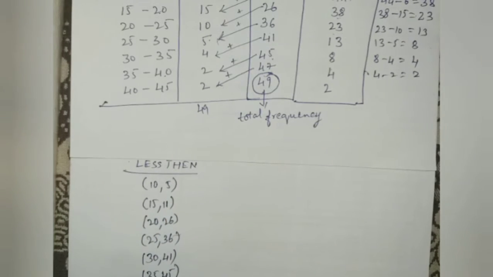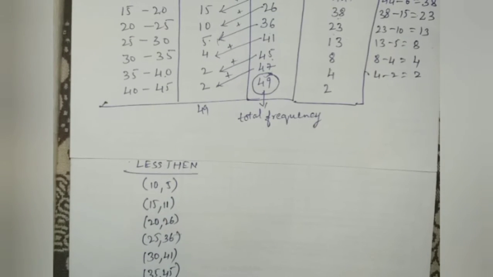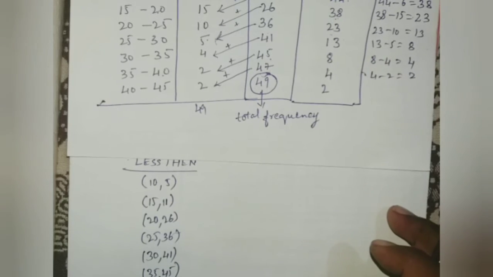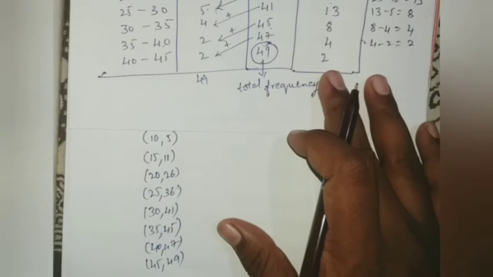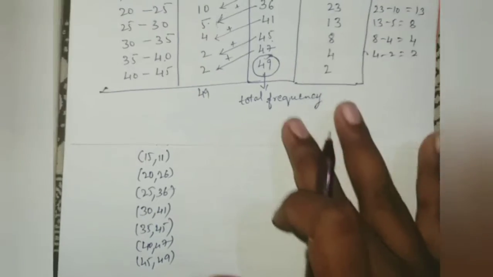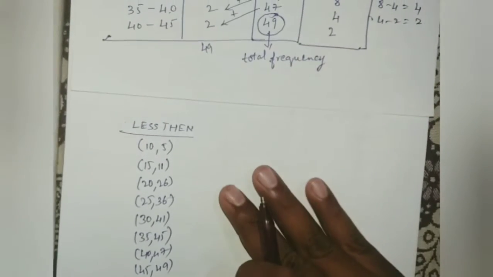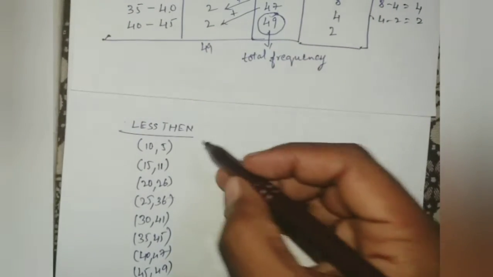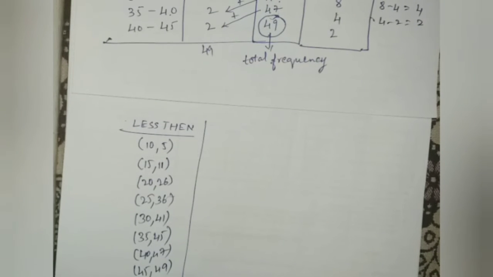Next is 45 comma 49. So these are the points for the less than graph. Got it? How to find the points for the less than graph?